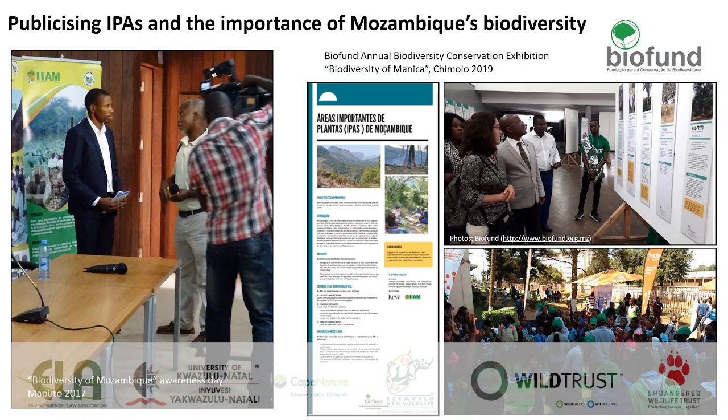Moving forward, our focus will shift from identifying to using the IPA network. Throughout the project, we have taken opportunities to promote this work to wider stakeholders, as seen in some of the examples in the slide here, and have engaged with government agencies and conservation practitioners to ensure that IPAs are recognised as priority sites for natural resource planning.